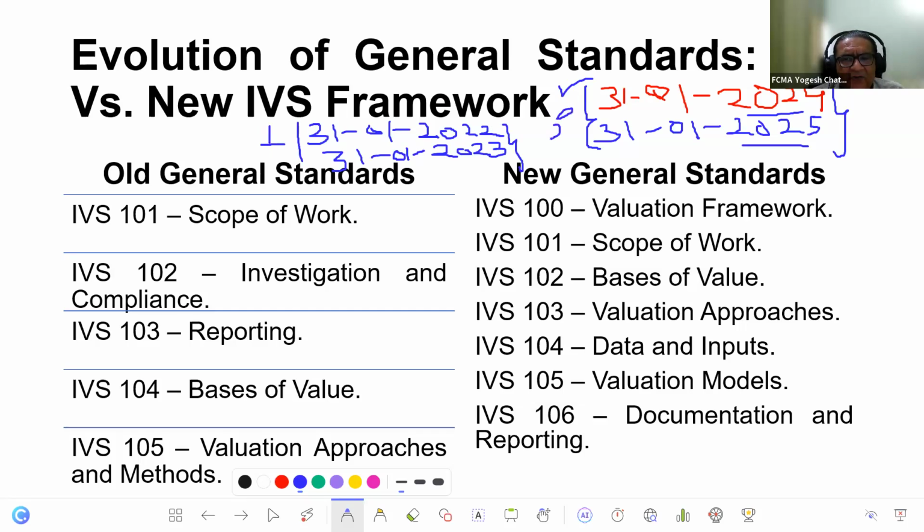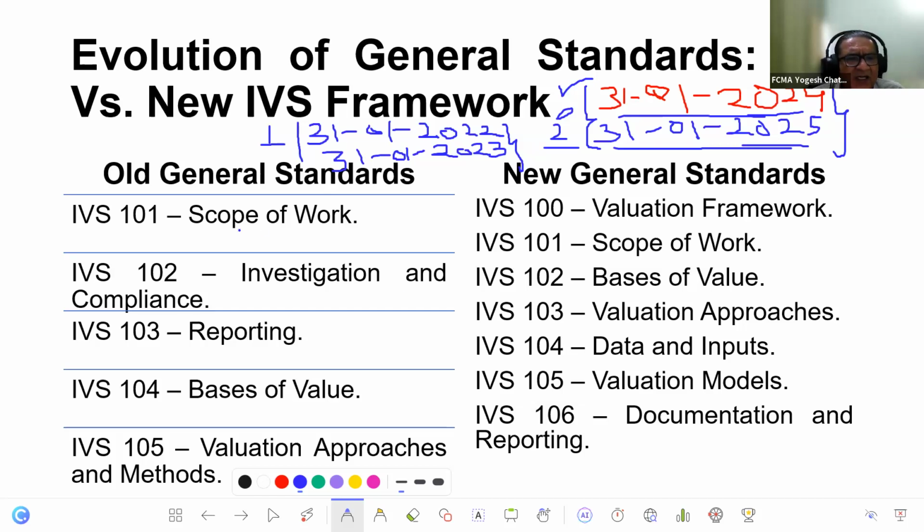Alternative number two is the revised IVS, and this option is available only till 31st of January 2025. From 31st of January 2025 onwards, a valuer has no option but to comply with the revised International Valuation Standards. So we will discuss in brief the changes in that.